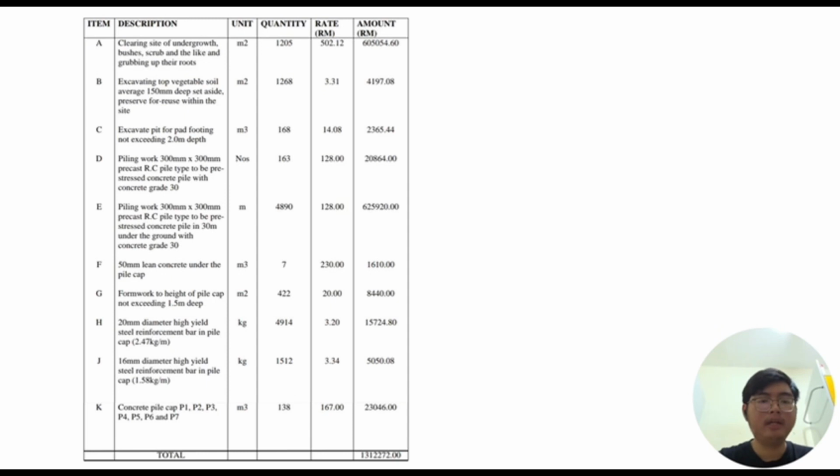4,167. Next, for the excavate pit for the bed footing not exceeding 2 meter depth with area of 168 meters square and rate of 14 ringgit, the total is about 2,365. Next, for the piling work for 300 millimeter square precast RC pile, pile type with quantity of 163 and market rate of 128, the total is about RM 20,864 ringgit.